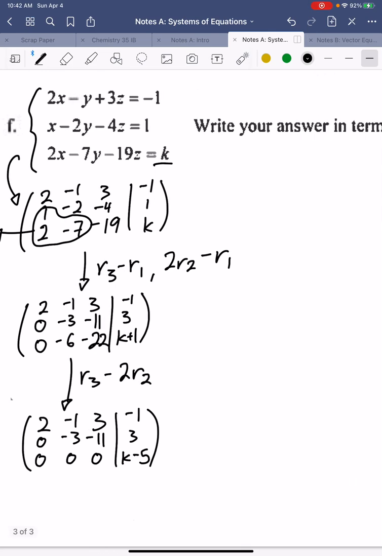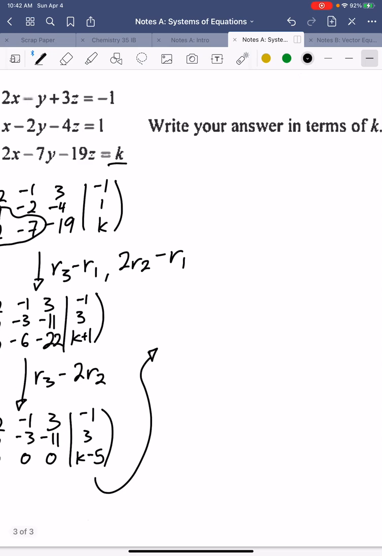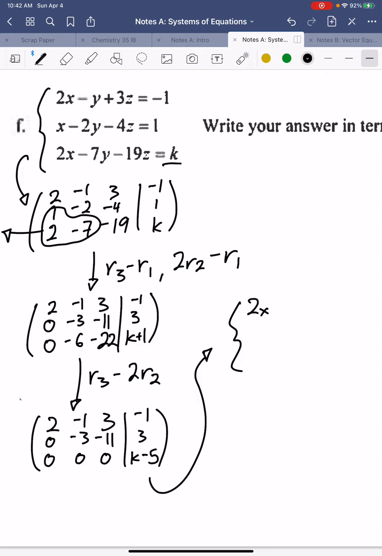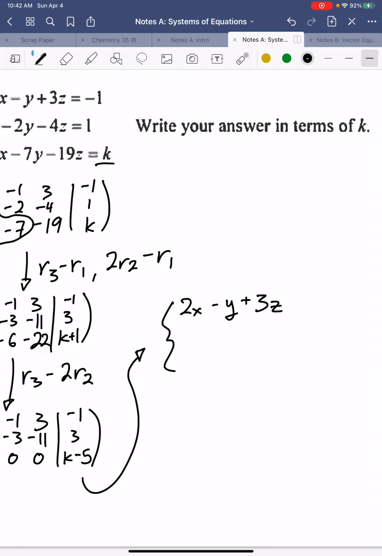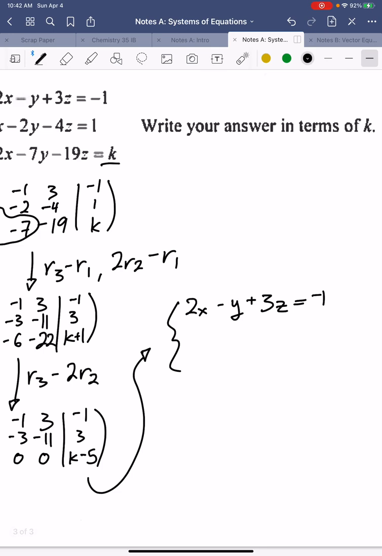So what can we do with this? Well, we can convert it back into a system real quick. So we have 2x minus y plus 3z equals -1. Then we have -3y minus 11z equals 3. Then we have 0 equals k minus 5.